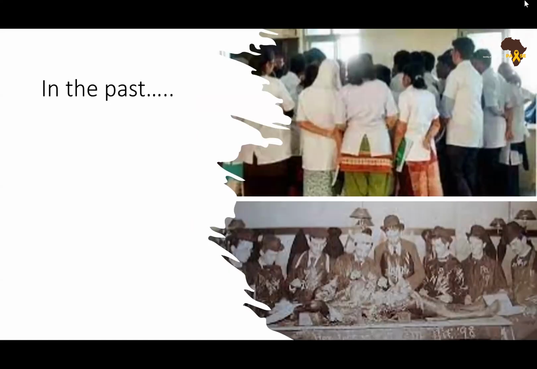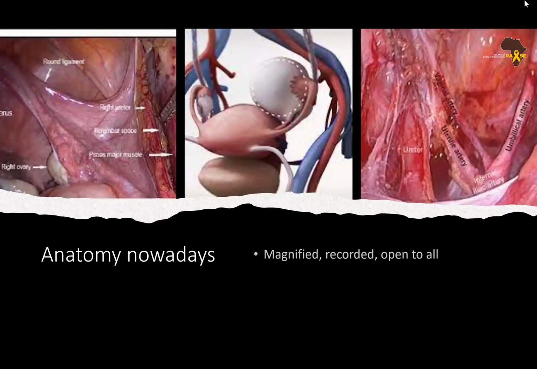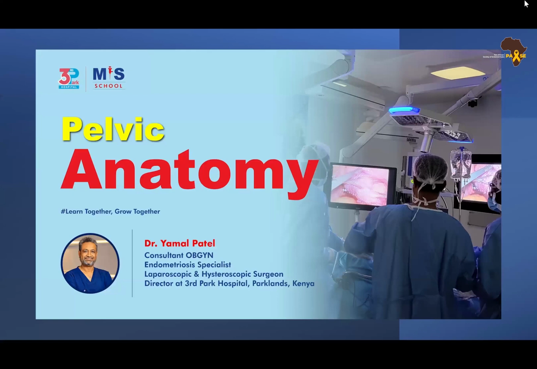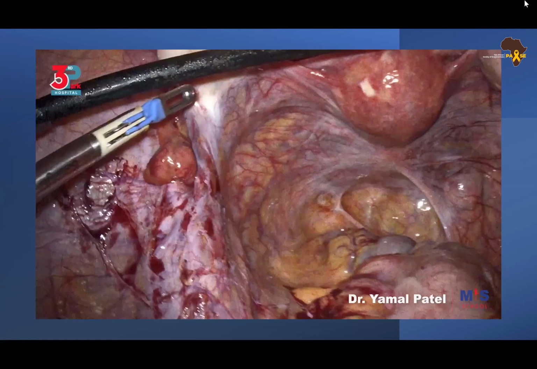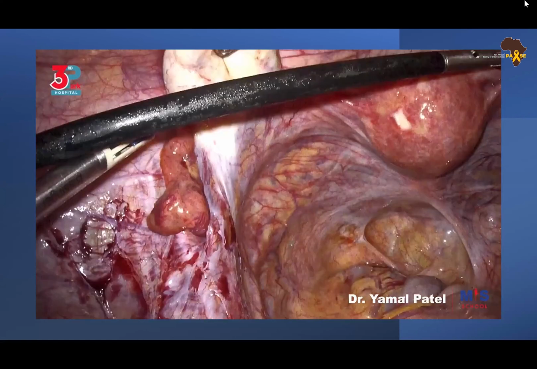This was our past learning of anatomy, where we would have 20 people around a table and hardly be able to see. Nowadays, we have magnified, recorded, and open-to-all anatomy. So, a brief of the intraperitoneal anatomy as we move on. When we go in, this is a normal pelvis, not with much pathology.